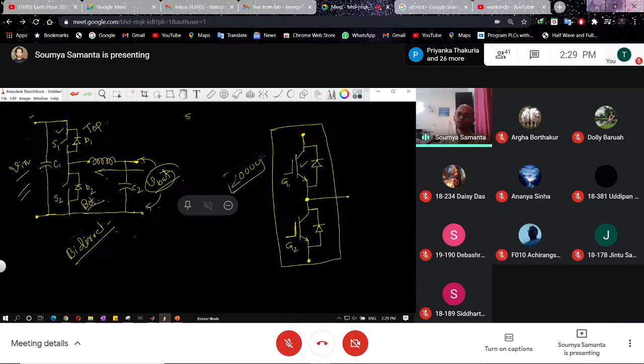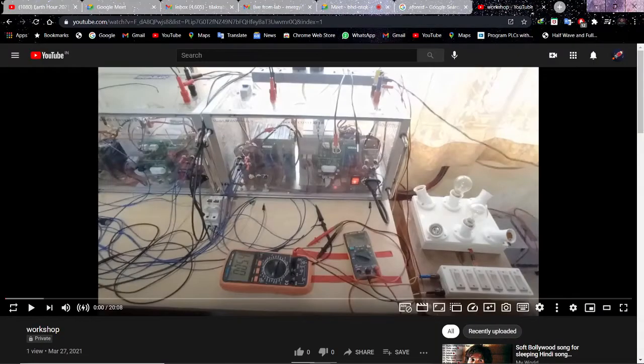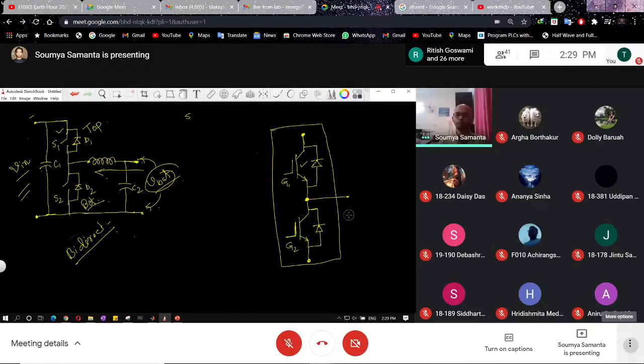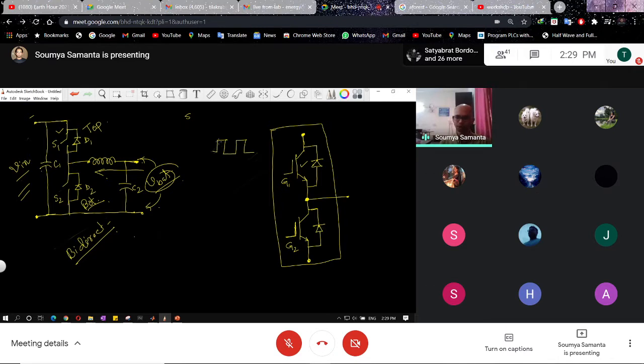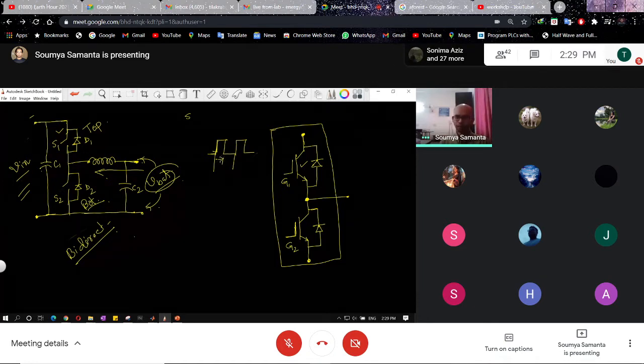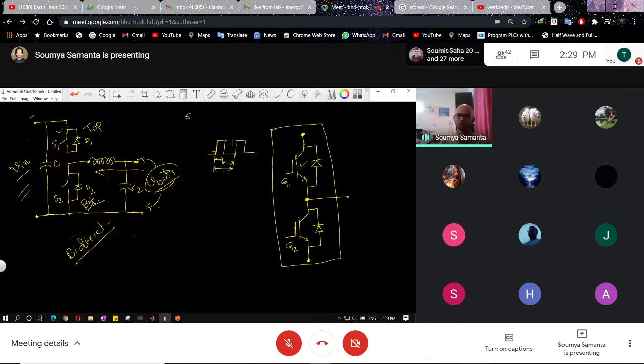So how do we do that? Using the gate pulse, which is called the PWM pulse, pulse width modulation. What is pulse width modulation? You have heard these things earlier. Pulse width means, suppose this is one time period, and this is the on time. This is the total time period. So this on time of this pulse, this is called the pulse. This on time and off time can be controlled.